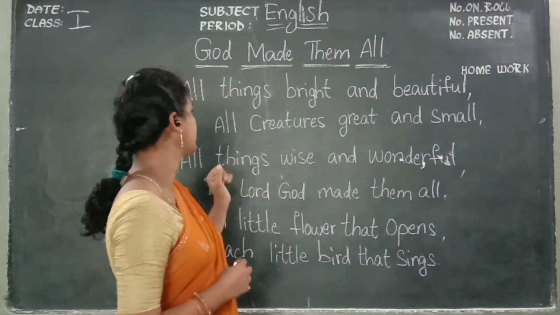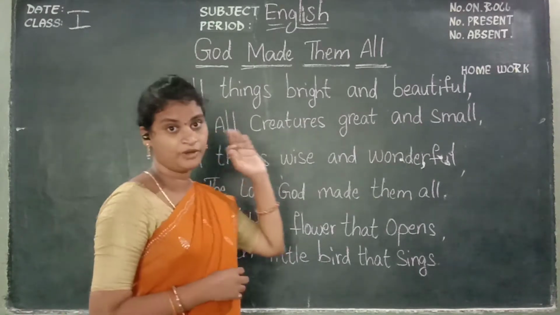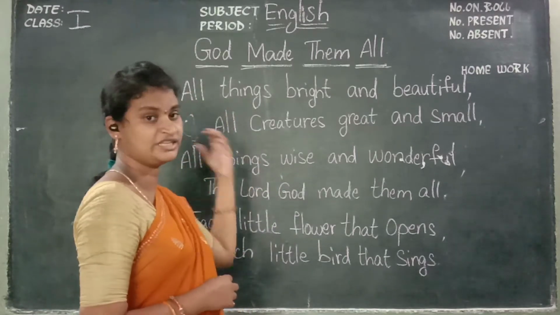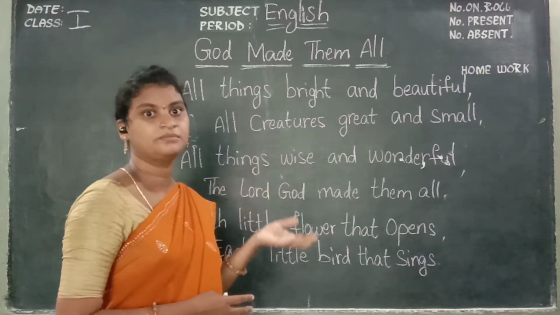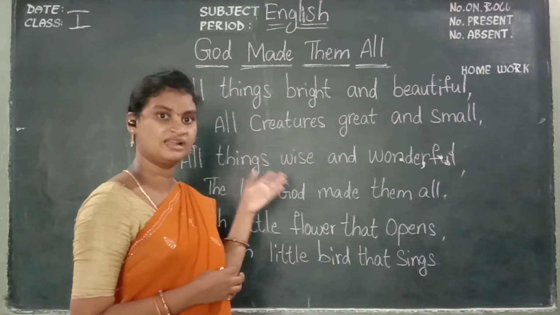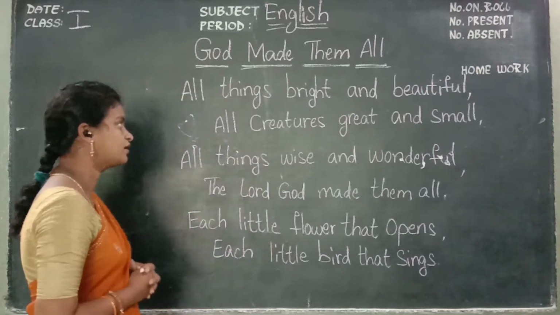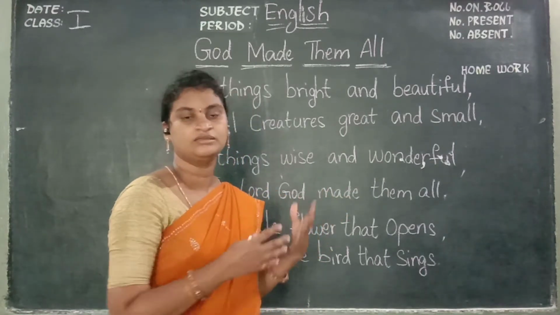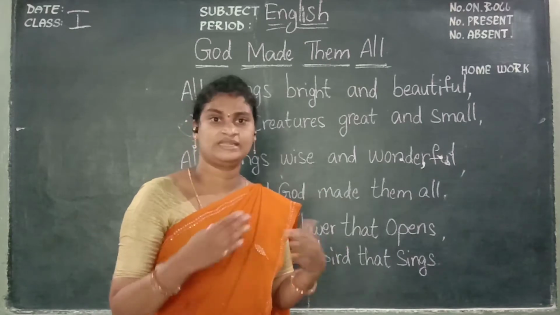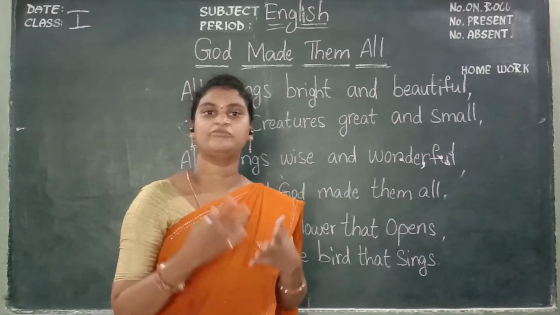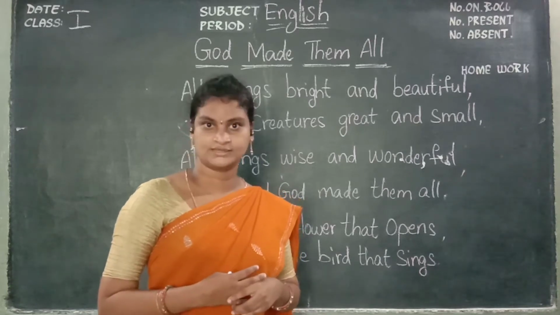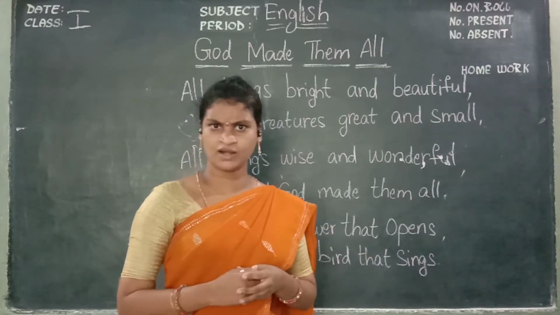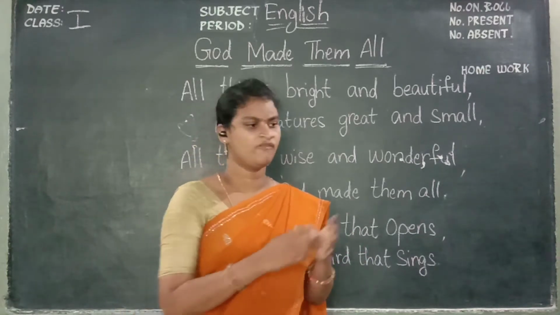The poem name is God Made Them All. This poem is written by Mr. Alexander. Okay children, God Made Them All. God creates all these things very wonderful, very beautiful. Yes or no? Yes. We know everybody that we are living on earth. Yes or no? Yes. We live on earth.